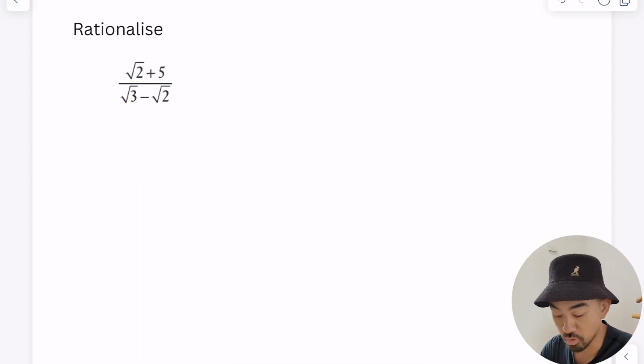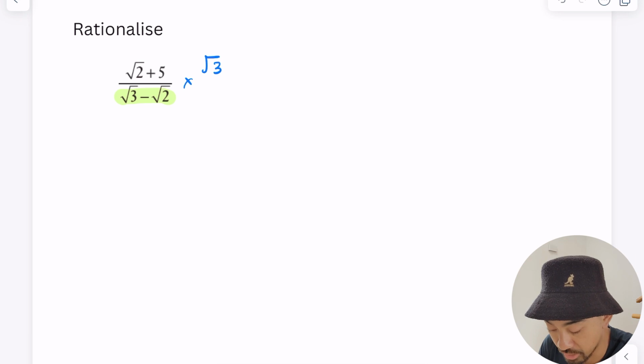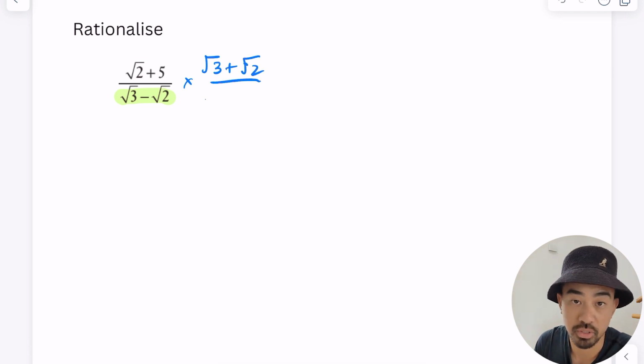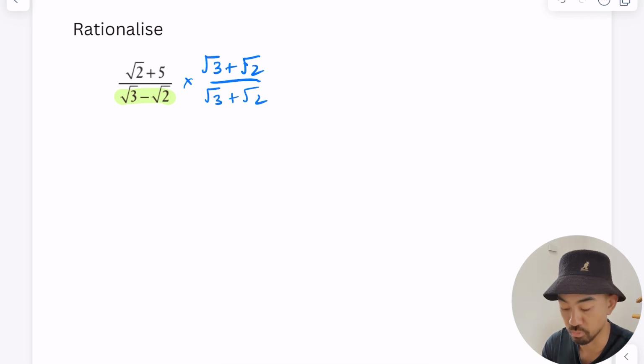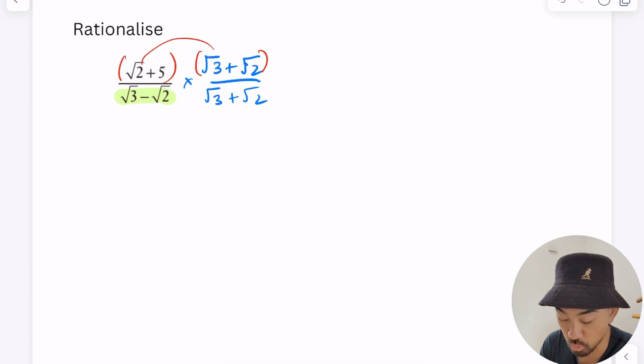All right, so next example, you've got root 2 plus 5 over root 3 minus 2. Now you'll notice in the denominator, now we have an operation with two surds. So what you need to do is multiply by what we call the conjugate, and that's just a fancy name for switching the sign in the middle. So if it's a negative, you make it a positive. If it's positive, you make it a negative. So here, we multiply by root 3 plus root 2 over root 3 plus root 2. And like before, now you're just expanding brackets, binomial expansion. So 1, 2, 3, 4, like that.